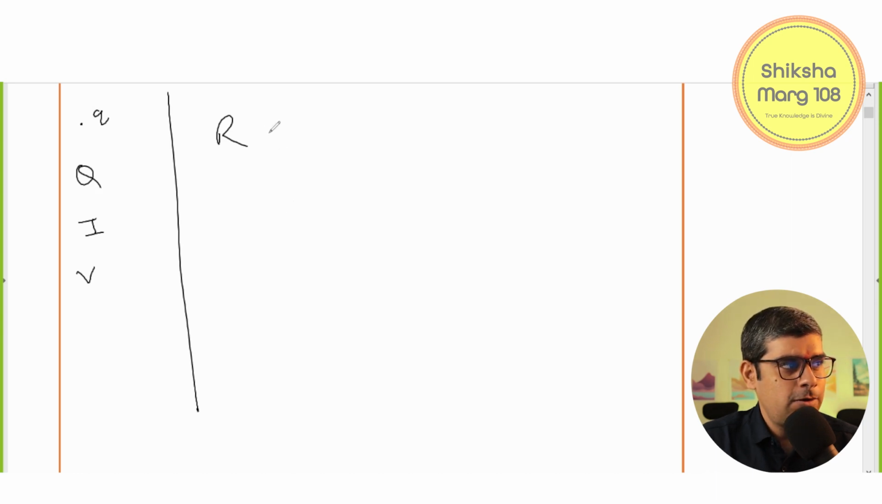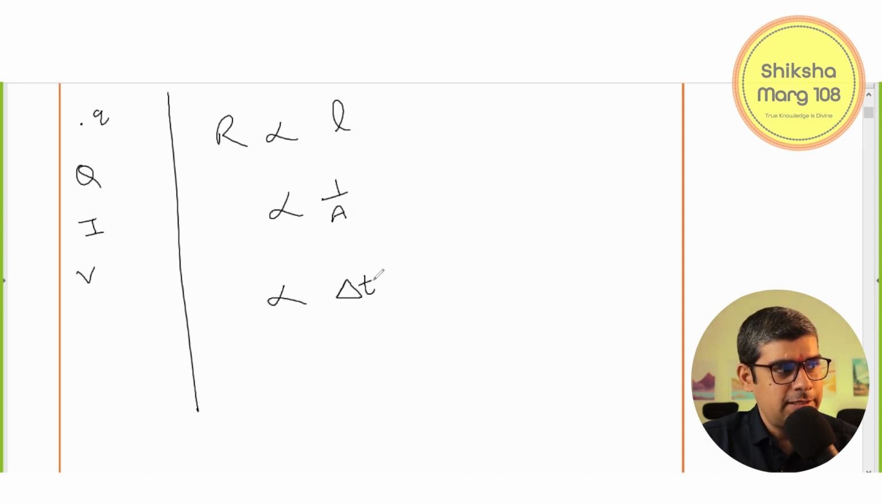So the resistance is dependent on the length of the conductor, the area of cross section, it's inversely proportional to that, directly proportional to the temperature change, given by delta T. Delta is nothing but change, and it is also dependent on the material. Now the material is slightly making sense towards specific resistance. I'm going to be coming down to that in a moment.